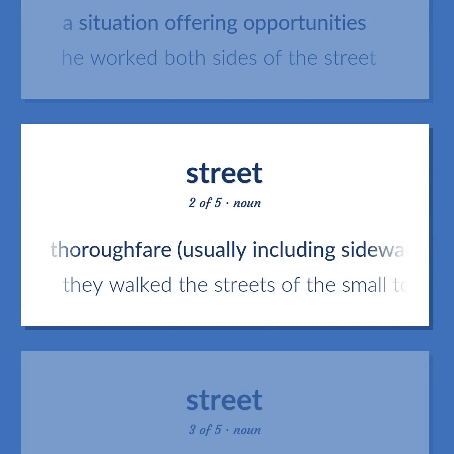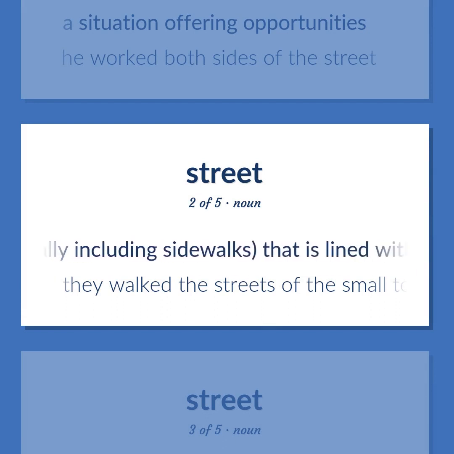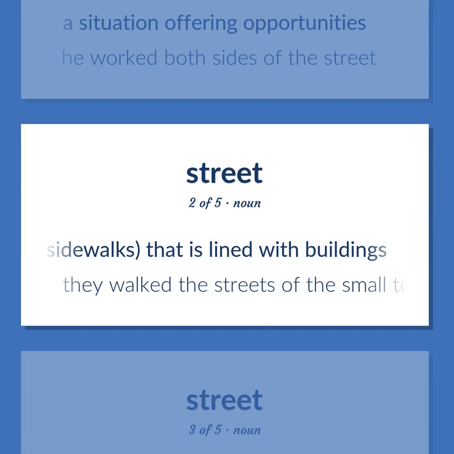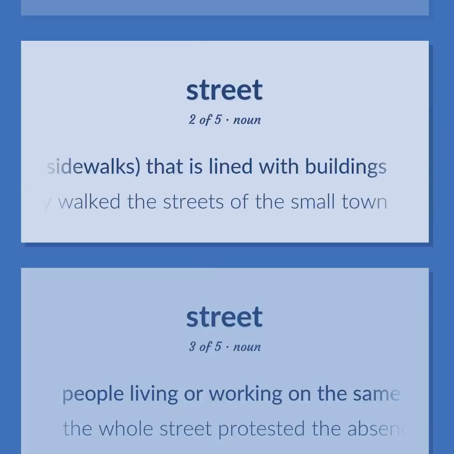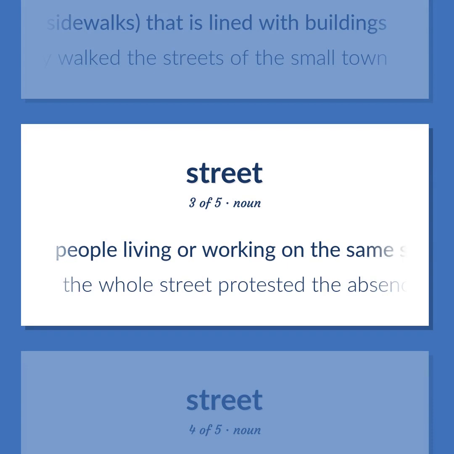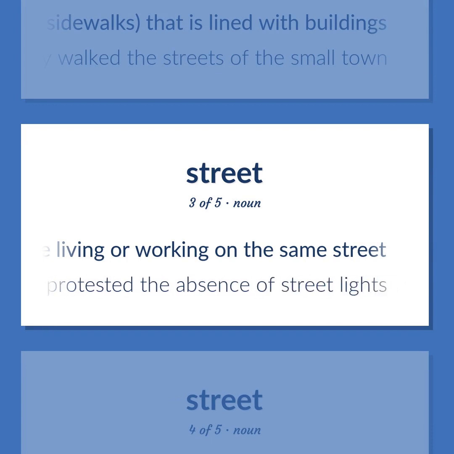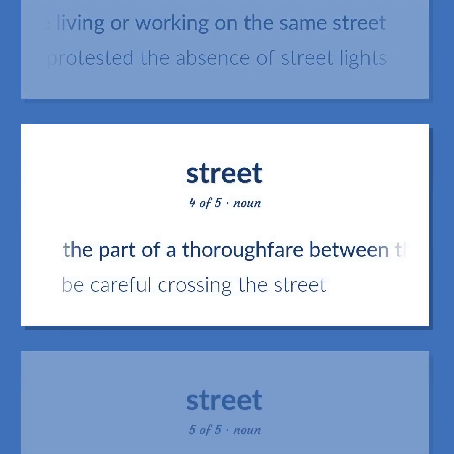A thoroughfare, usually including sidewalks, that is lined with buildings. They walked the streets of the small town. People living or working on the same street. The whole street protested the absence of street lights. The part of a thoroughfare between the sidewalks. The part of the thoroughfare on which vehicles travel. Be careful crossing the street.